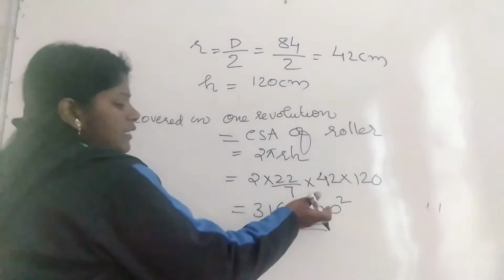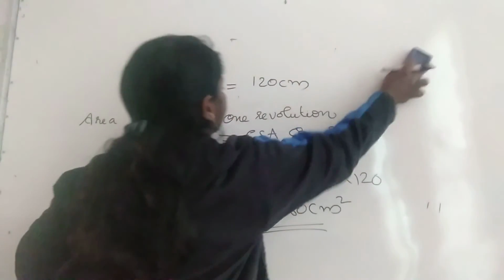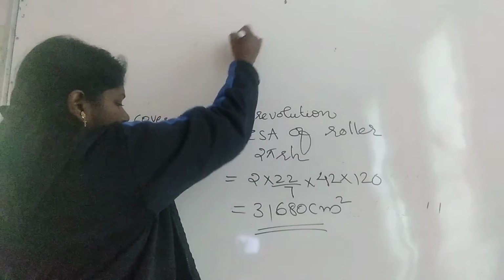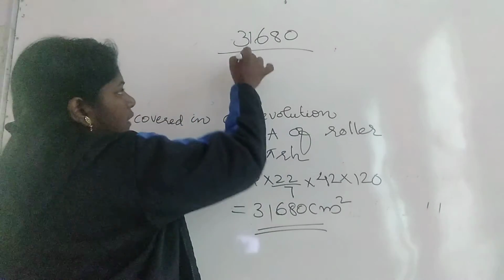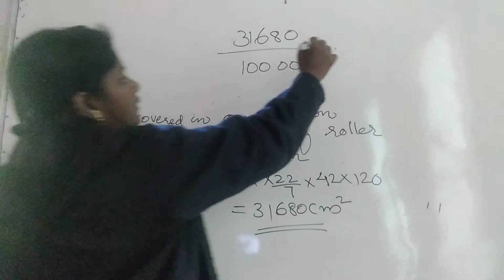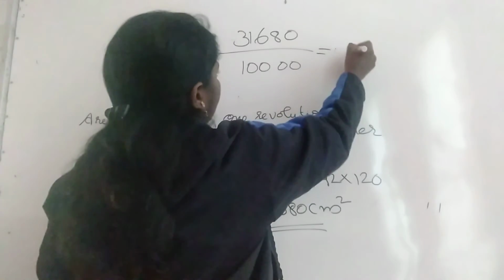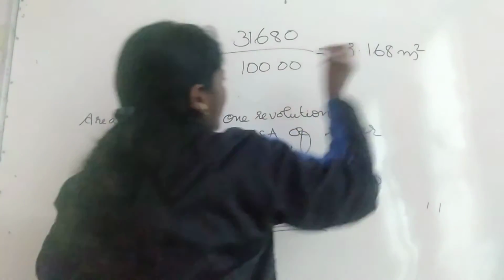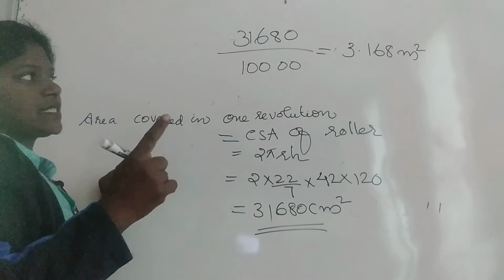You should change the centimeter square into meter square. How can you do? 31680 is in centimeter square, so you should divide by 10000. Then you get 3.168 meter square. So, by one revolution it covers 3.168 meter square.